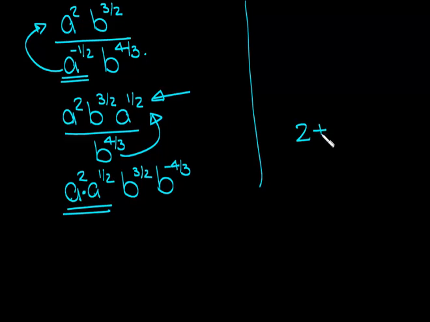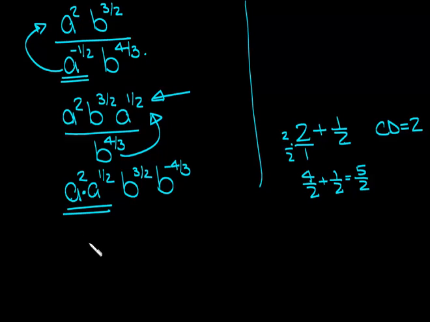So we have 2 plus 1/2. Anytime you're adding fractions, we need a common denominator. In this case, the common denominator is 2. So I'm going to have to multiply this by 2 and 2 here. So we get 4 over 2 plus 1/2. This one already has a 2 as a denominator, so we get 5 over 2. So we get a raised to 5/2 plus b.